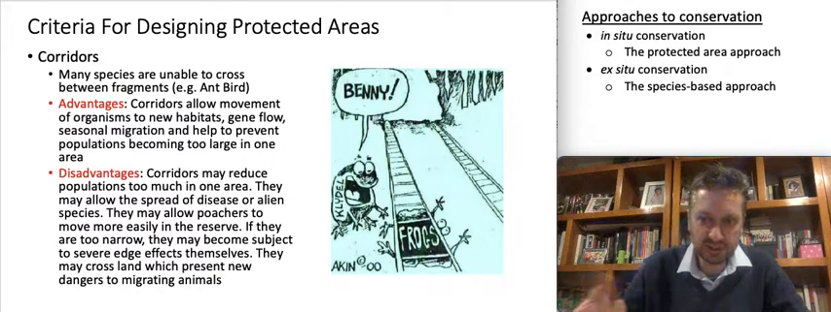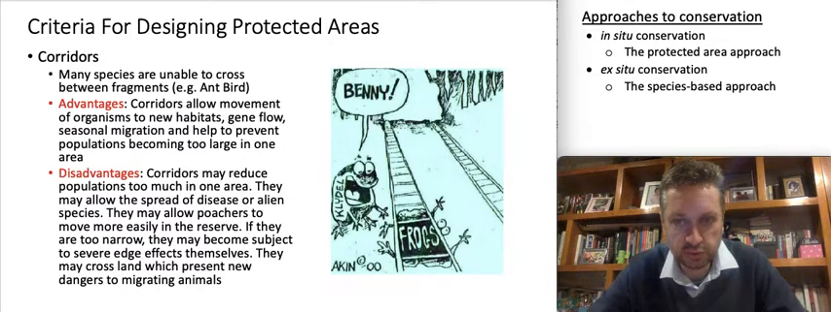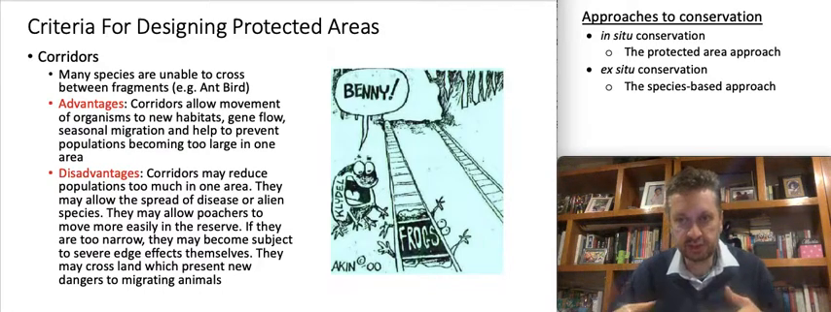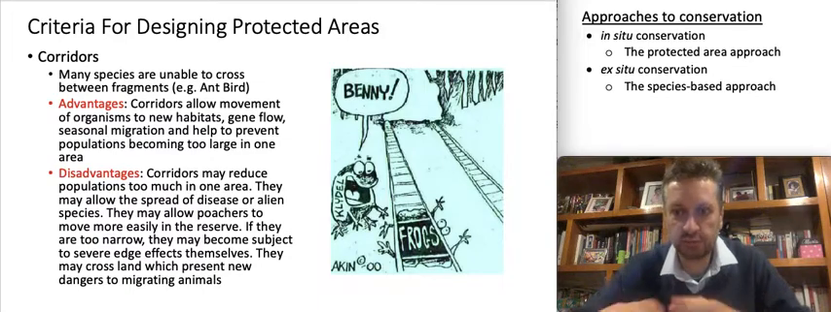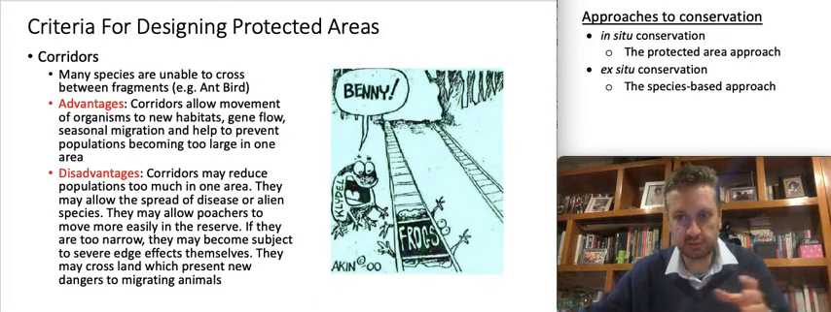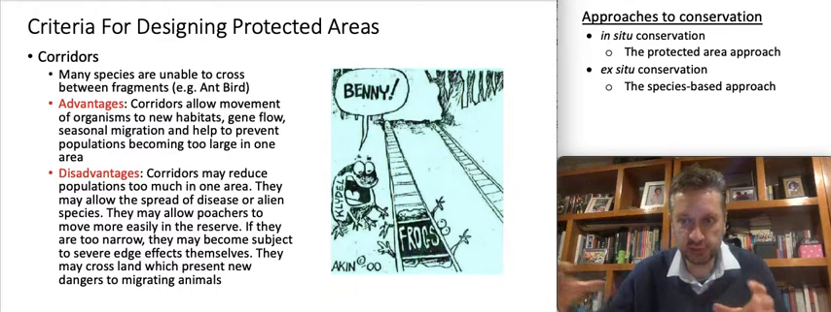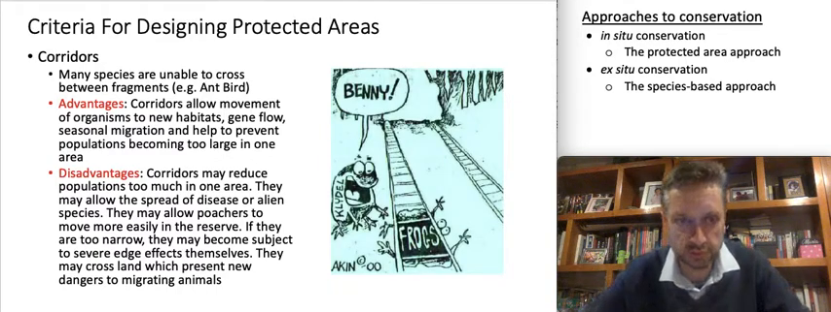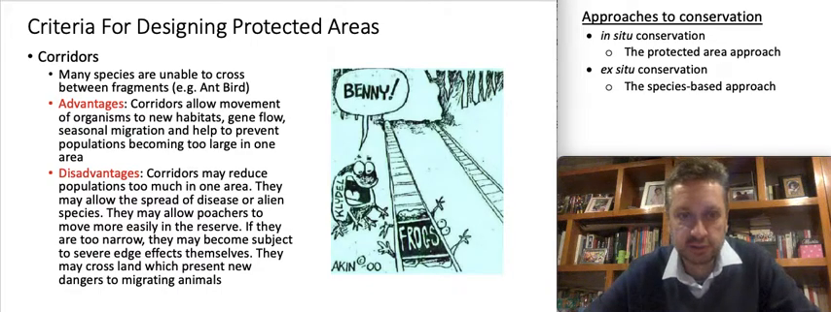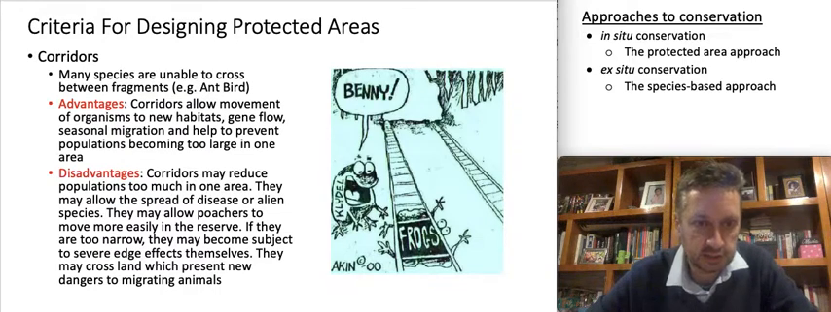Now I think there's quite a nice little evaluation that we can do here, because there are good things about corridors and there are some bad things. Obviously, if you're building corridors, it's out of necessity because you can't have one large reserve. Although I just told you that you can have this initiative like peace parks where reserves exist and you can put corridors between them. So this is off the top of my head, so you might be able to do better than this. Advantages of corridor systems in protected areas. They allow movement of organisms to new habitats.